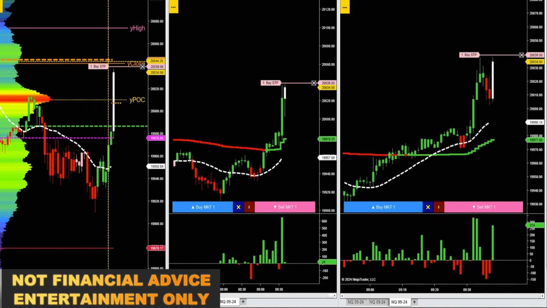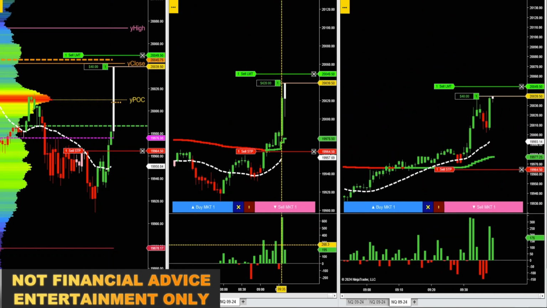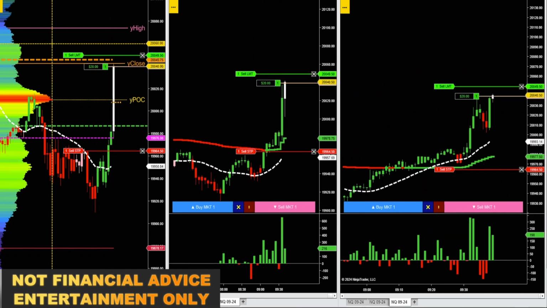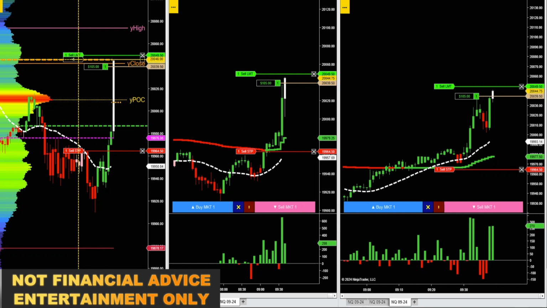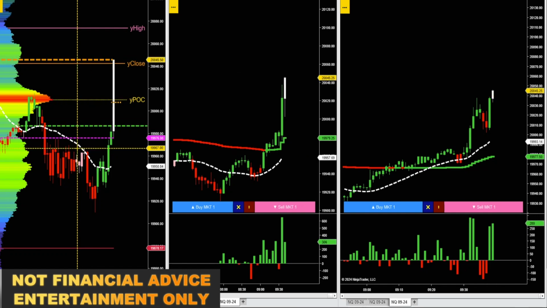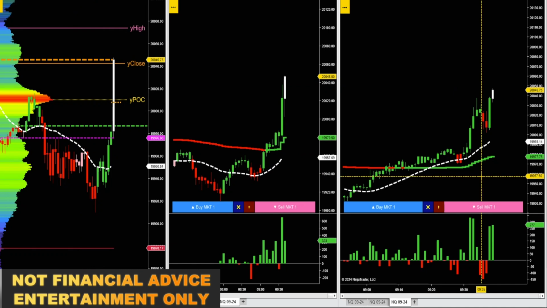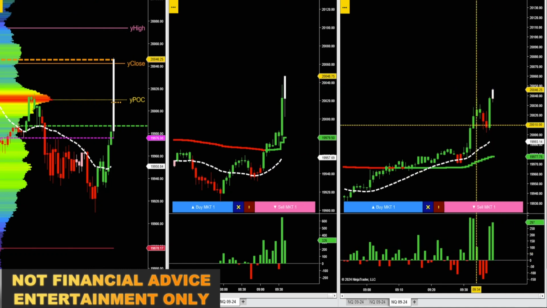We're looking to test the overnight open here. Got plenty of delta on the 5-minute as well. Move my target right to the overnight open. Quick little trade there, still plenty of delta coming in.